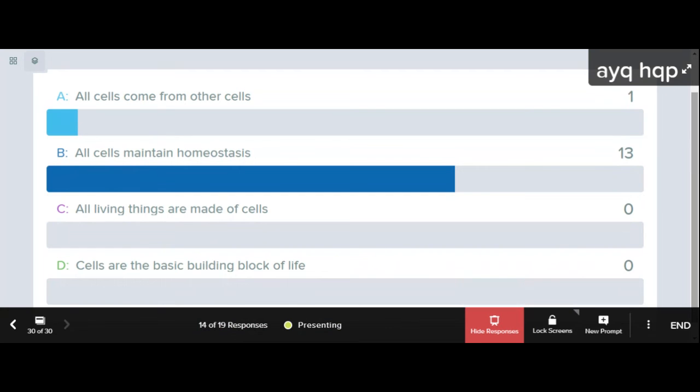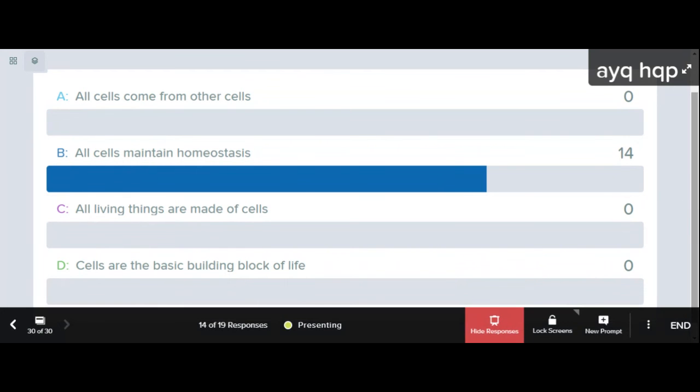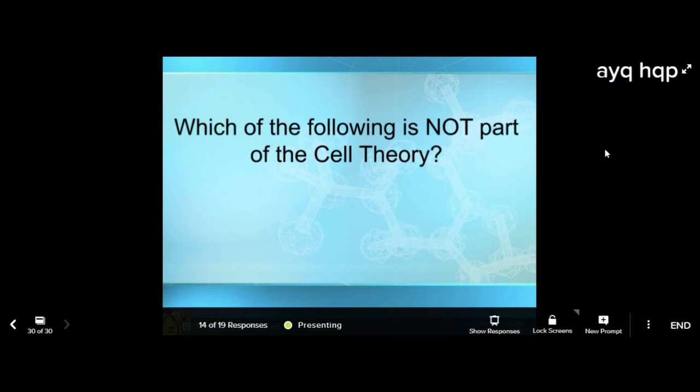Maintaining homeostasis is a characteristic of life. It might belong in that list, but it doesn't belong in this one. So the three tenets of the cell theory: cells come from other cells, all living things are made of cells, and cells are the basic unit of life. Those three things. So B does not belong there. Yes, it's true. Cells maintain homeostasis, but that's not part of the cell theory. That's part of characteristics of life, that other list we talked about. Okay, that is the end of this.